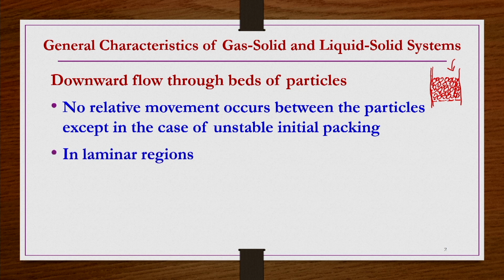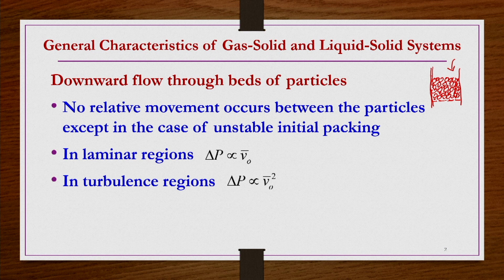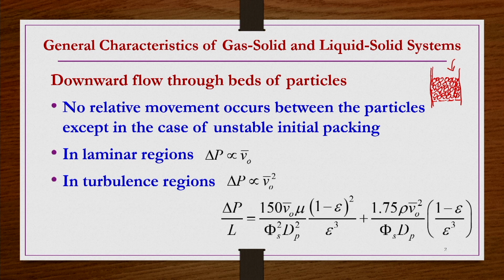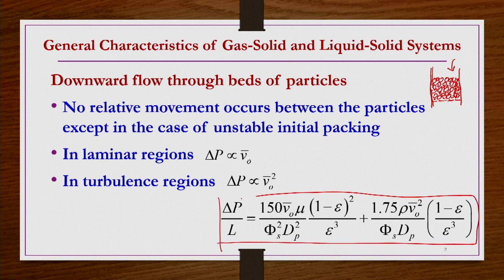So, in laminar regions we have already seen from the Kozeny-Carman equation, pressure drop is proportional to the superficial velocity V naught bar. Similarly, under the turbulent regions also we have seen that the pressure drop is proportional to the superficial velocity square, that is V naught bar square. So, that is coming out from this Ergun equation that we have developed, which is having two contributions.